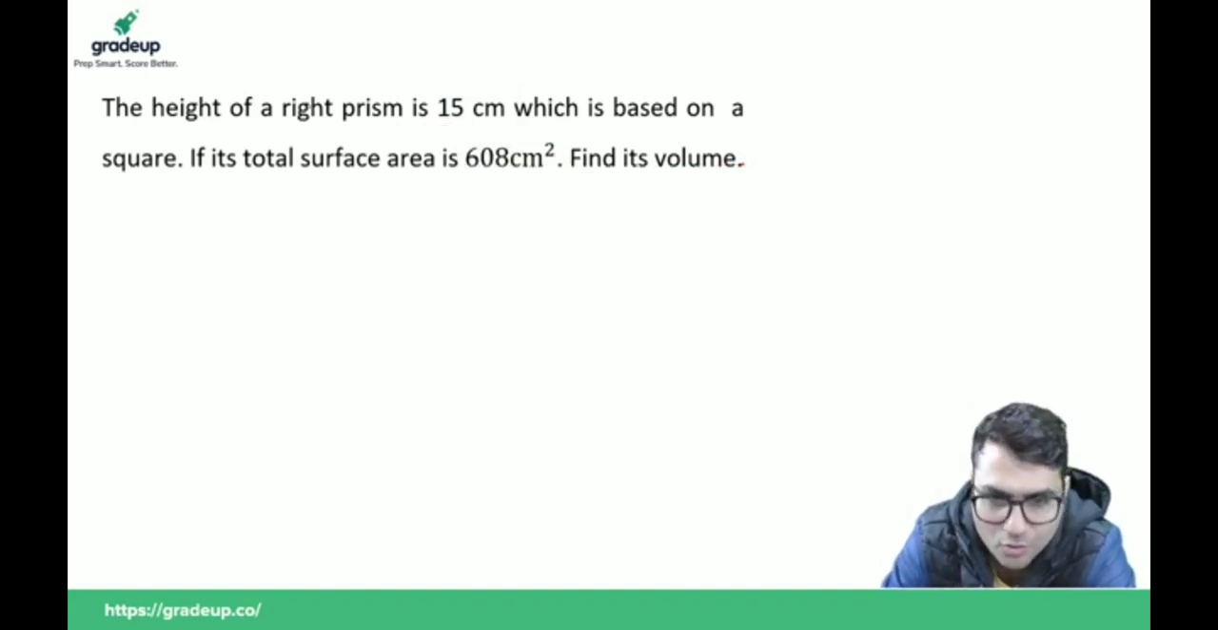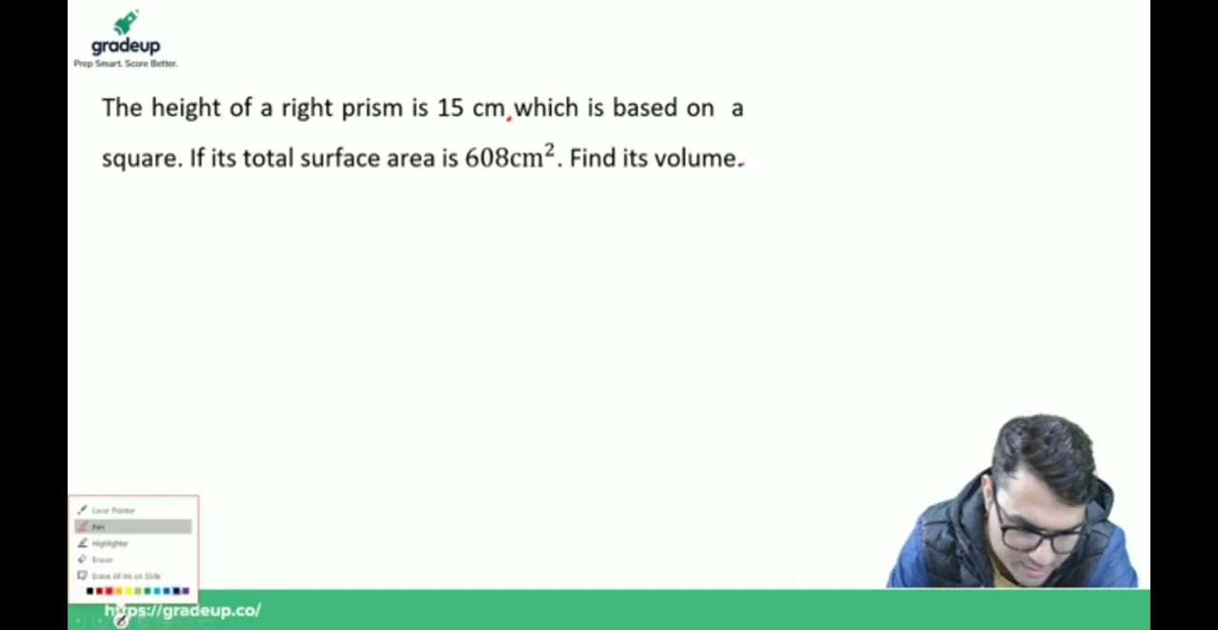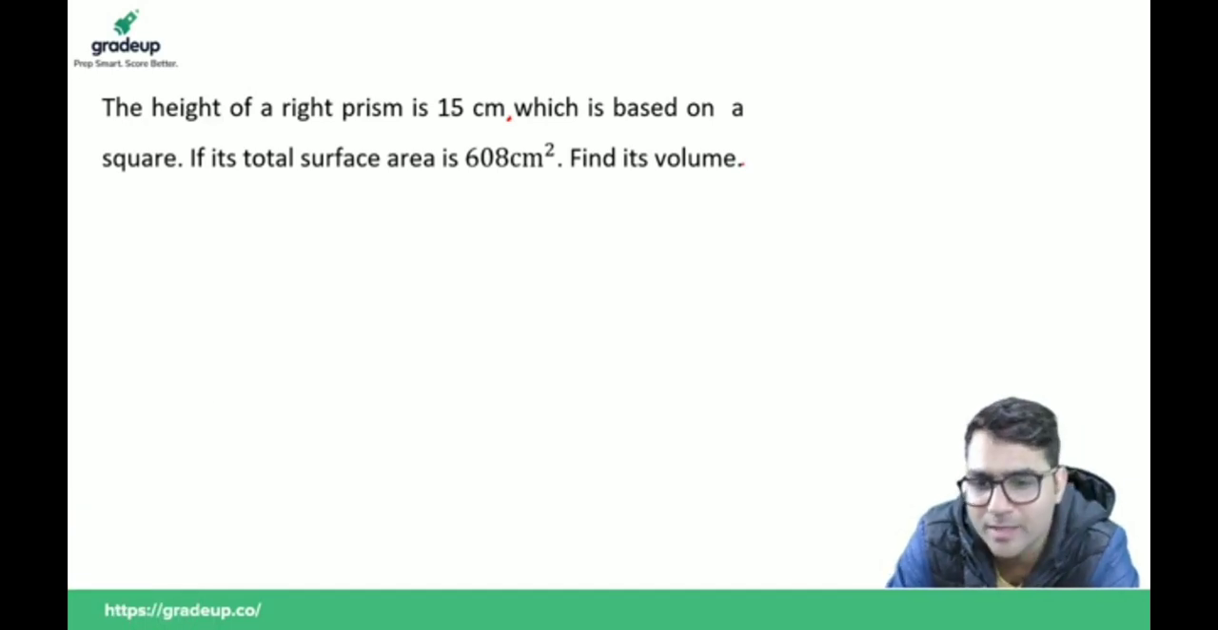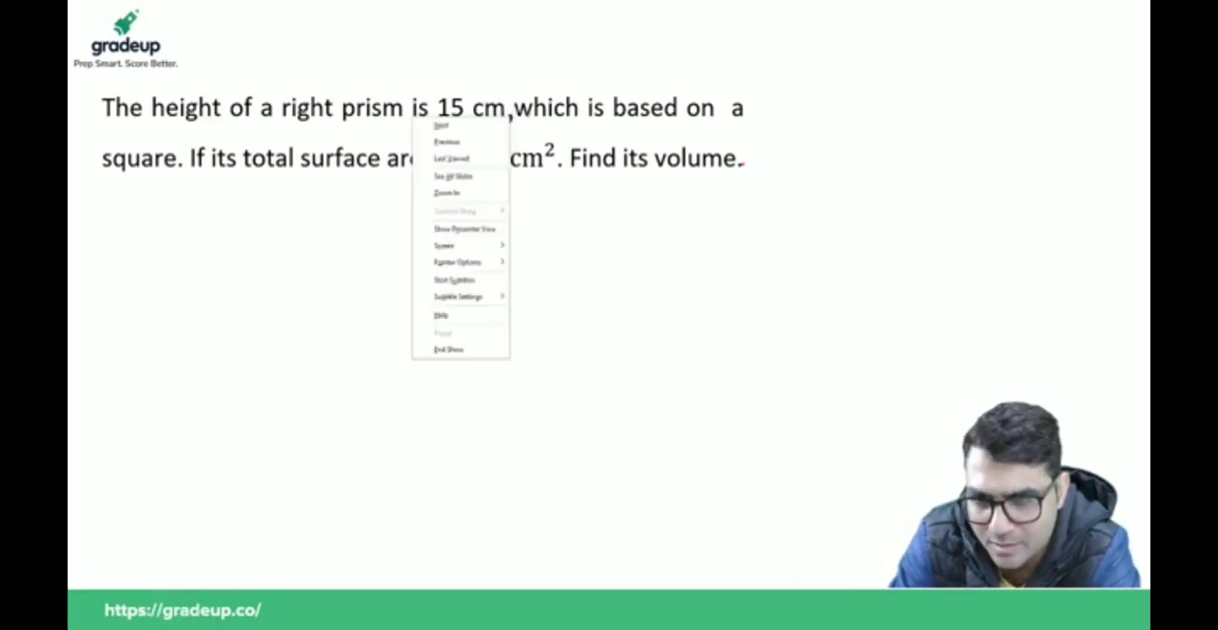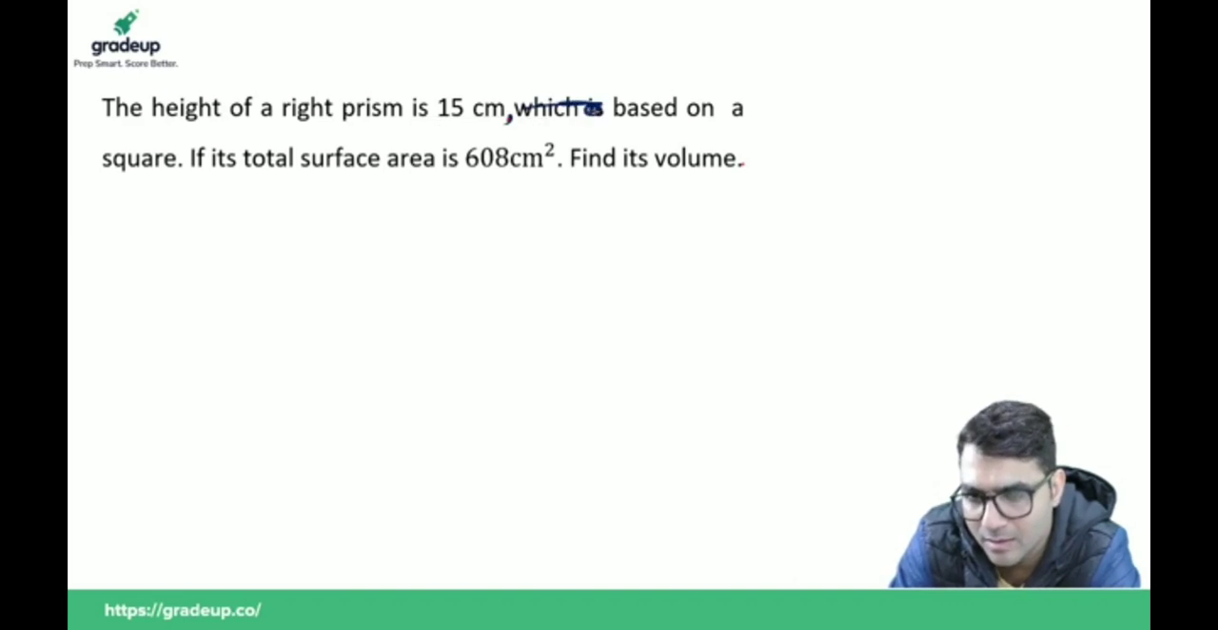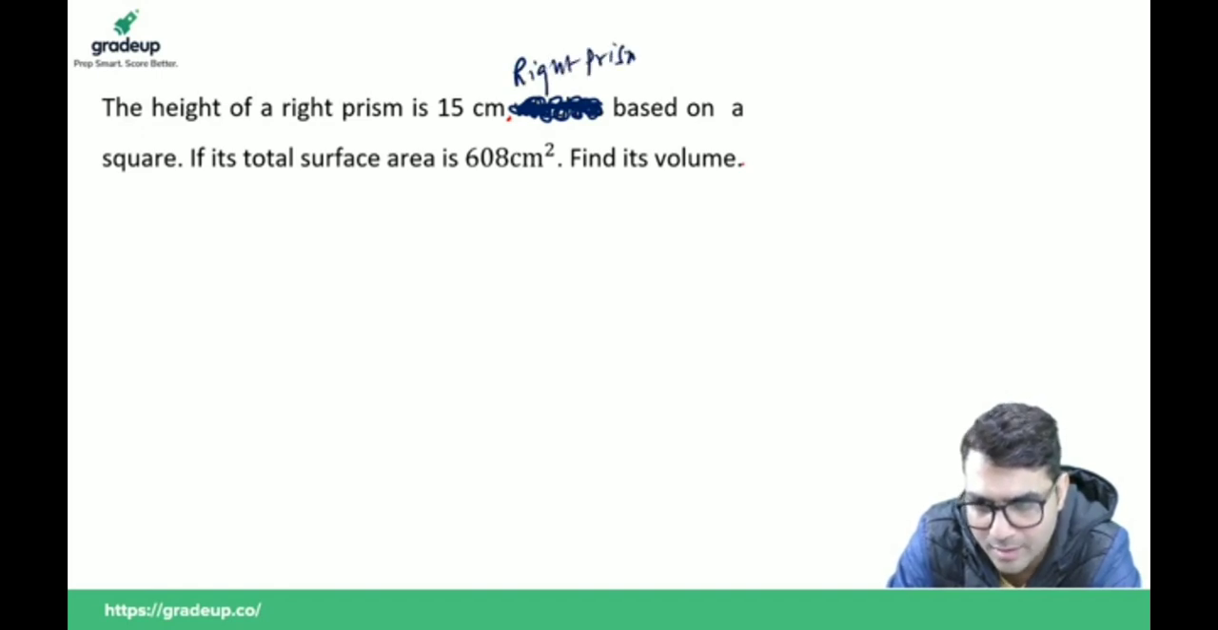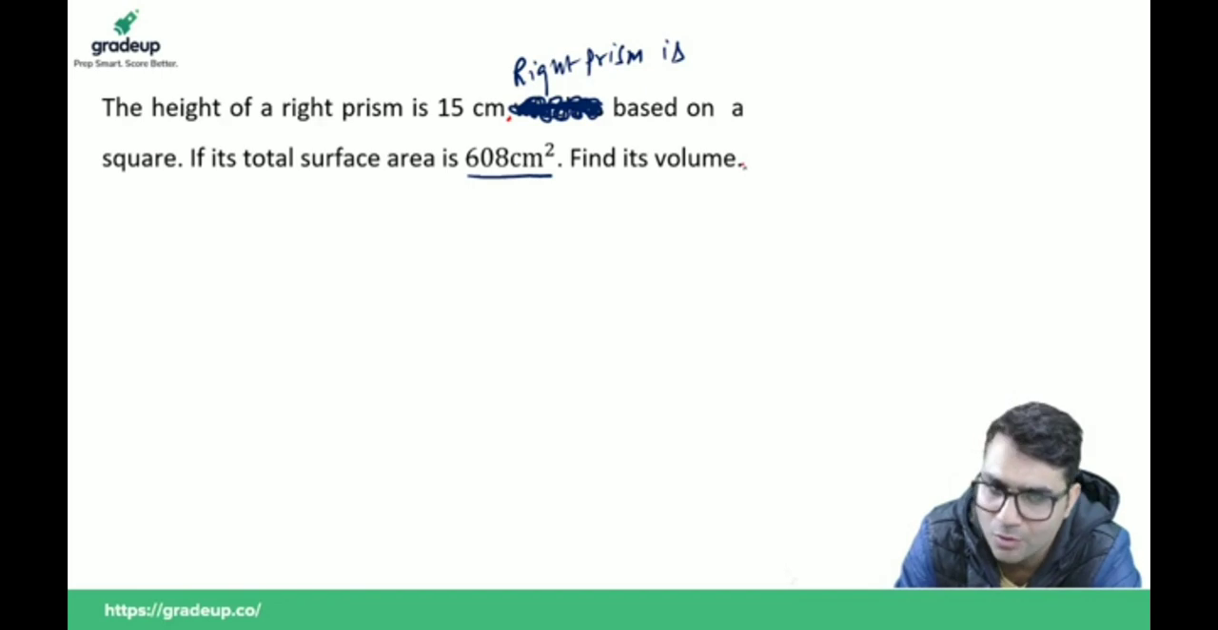The height of a right prism is 15 centimeter. The height of a right prism is 16 centimeter, and the right prism is based on a square. If its total surface area is 608 centimeter square, find its volume.